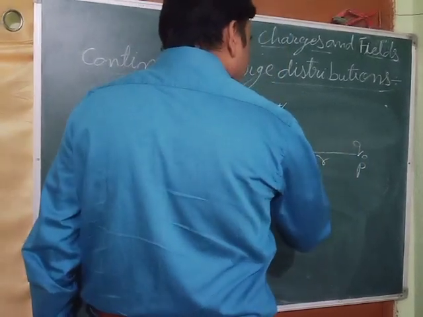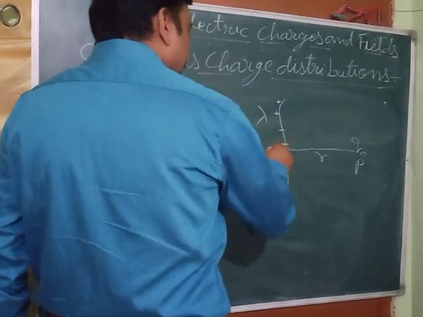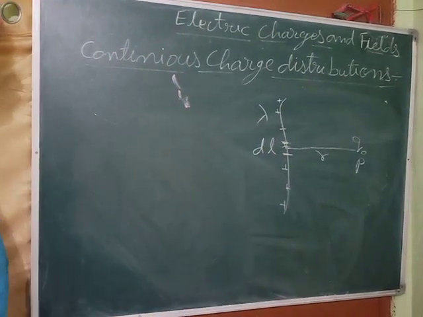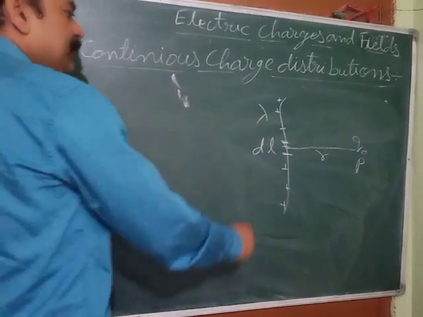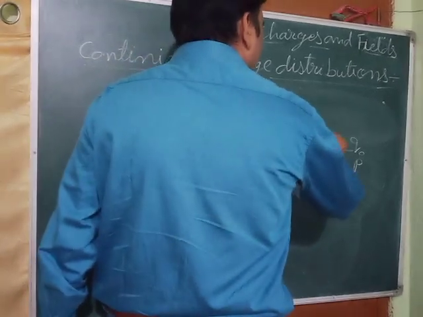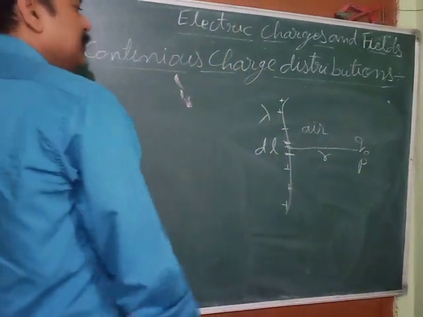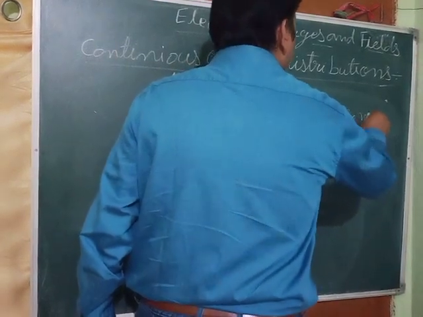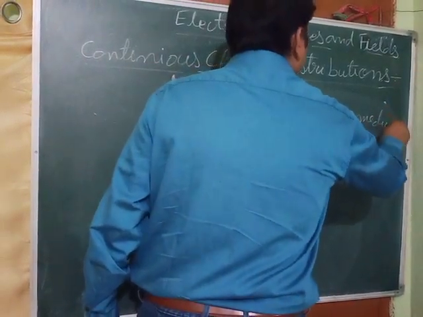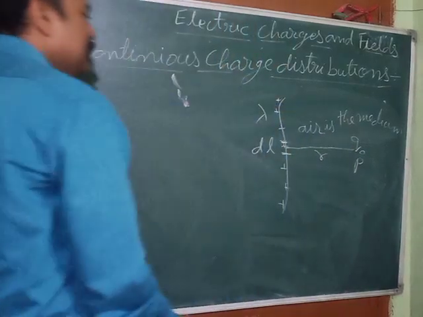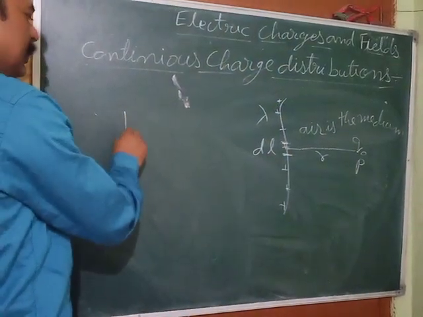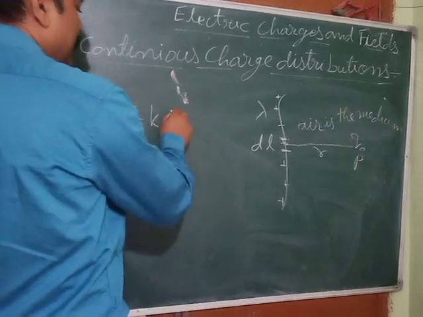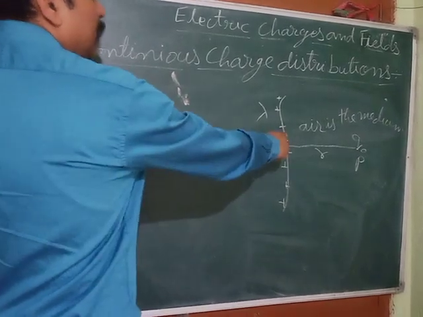You have chosen a small length dl. The medium is air. So we can write the formula: F is equal to K Q naught. We require this Q.